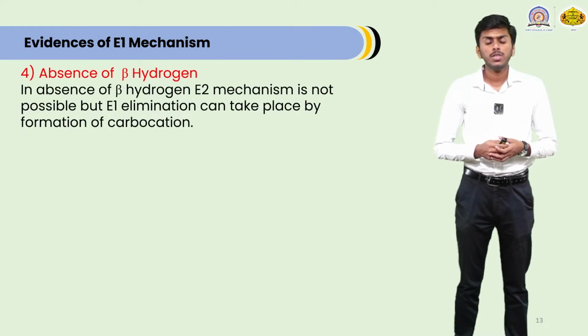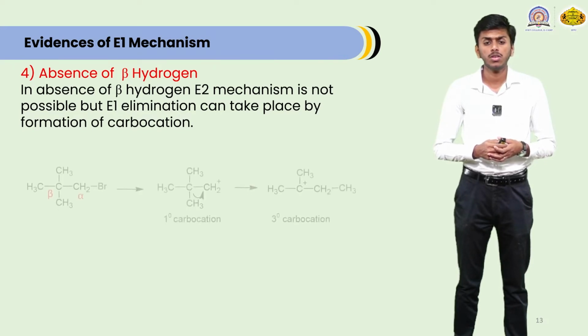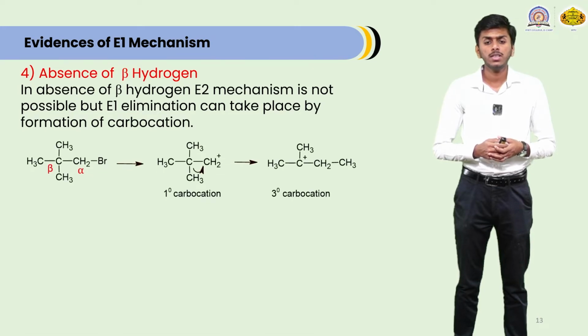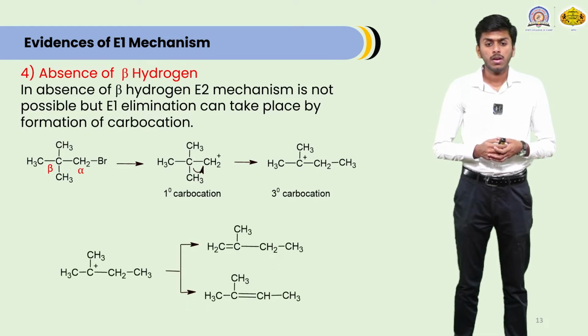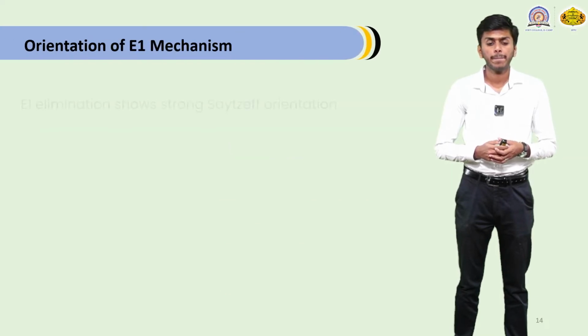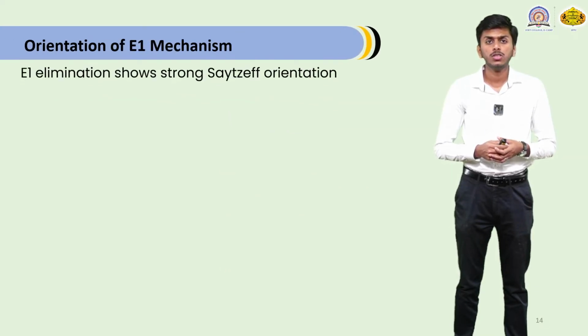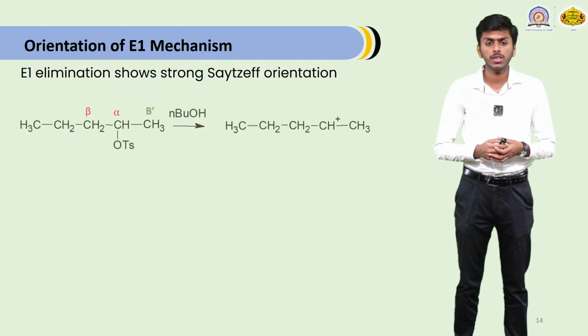Fourth evidence is absence of beta hydrogen. In absence of beta hydrogen, E2 elimination is not possible, but E1 elimination can take place by formation of carbocation. Here is the reaction. Alkene is the final product in this reaction. E1 elimination shows strong Saytzeff orientation.